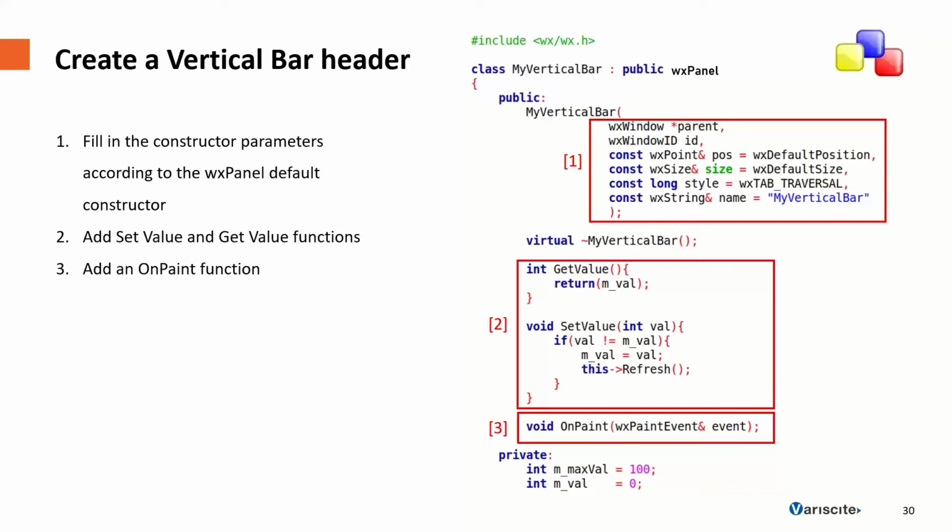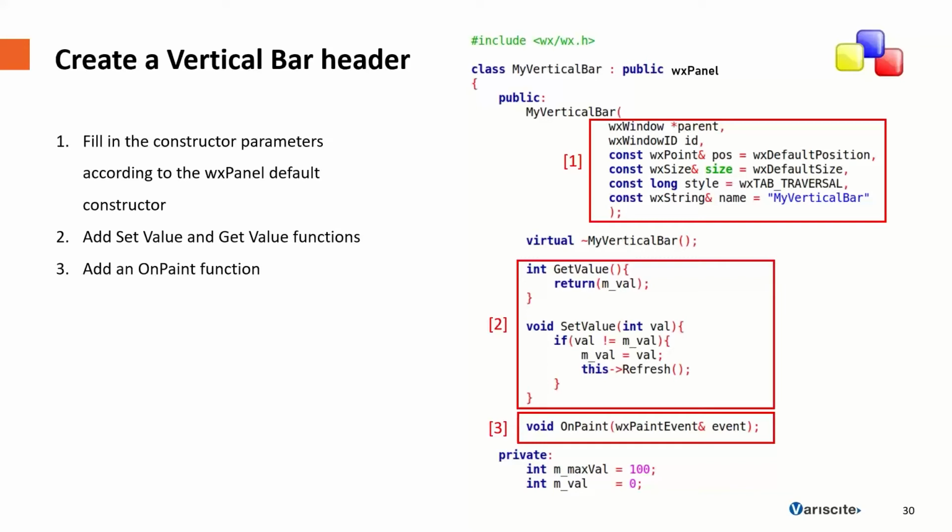As you can see in the set value function, once we need to refresh the value because it has actually changed, we invoke the refresh for this specific object. The refresh will originate the paint event. The paint event will call the onPaint function.